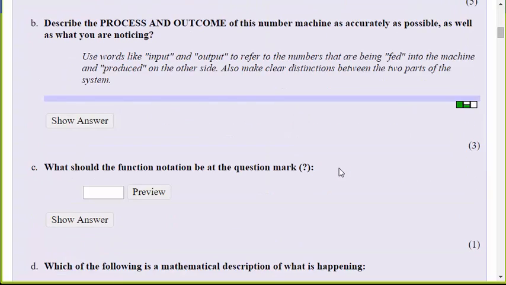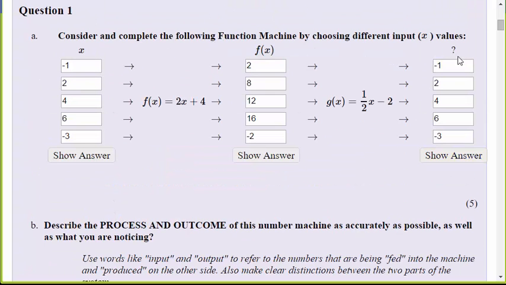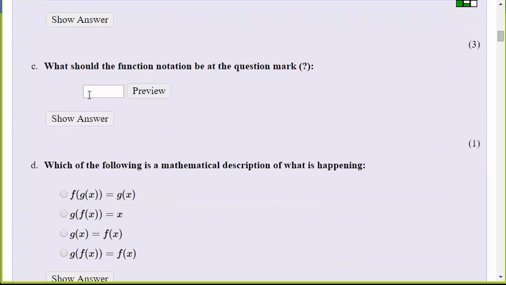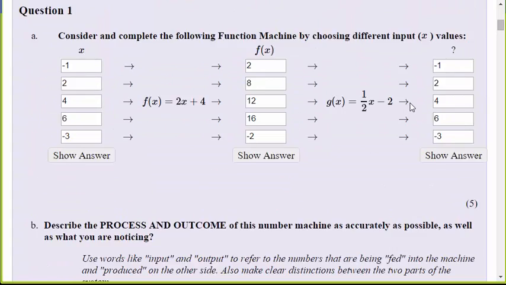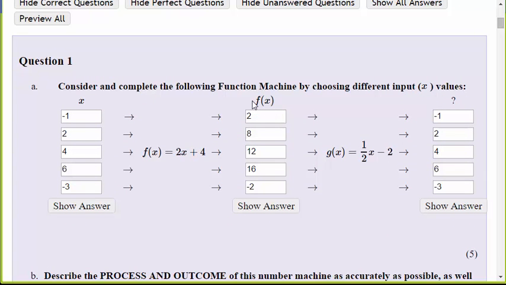You see that? Now the next question is asking, what should the function notation be at the question mark? Here at this question mark, notice this is f(x) because we took the x value and substituted it into f. What should the value be here? It can't be g(x) because we didn't substitute x. If we say this is g(x), then it means we substituted x in there. So this is the function g, but we didn't substitute x. What did we substitute? We substituted f(x). So what it should be is g of f(x). Do you understand? In the place of the x's, we substituted the f(x)'s. Does that make sense? Okay, good.